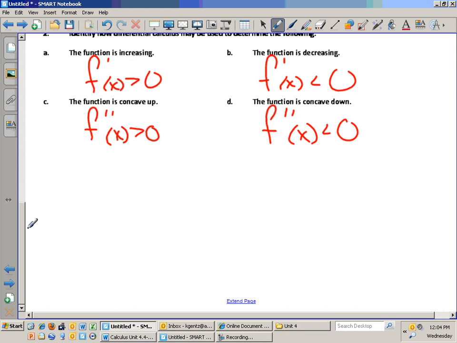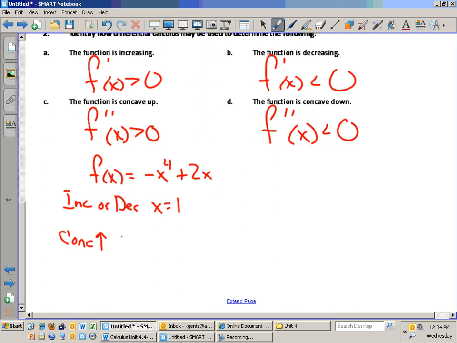So let me just ask you a question real quick. Let's say I have this: f of x equals negative x to the 4th plus 2x, and I want to know, is it increasing or decreasing at x equals 1, and is it concave up or concave down at x equals 1? You tell me, how would you do that problem if I asked that?